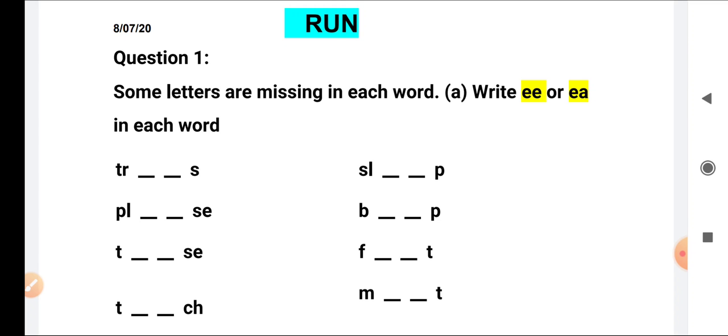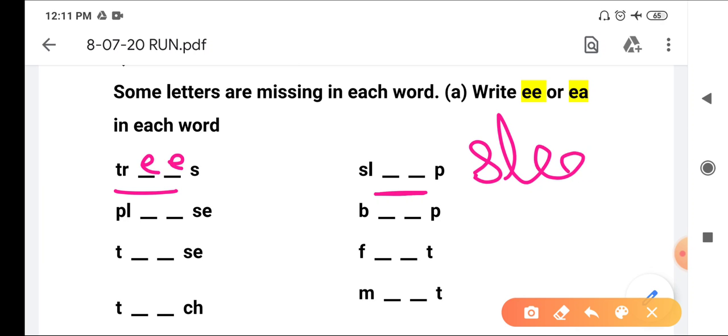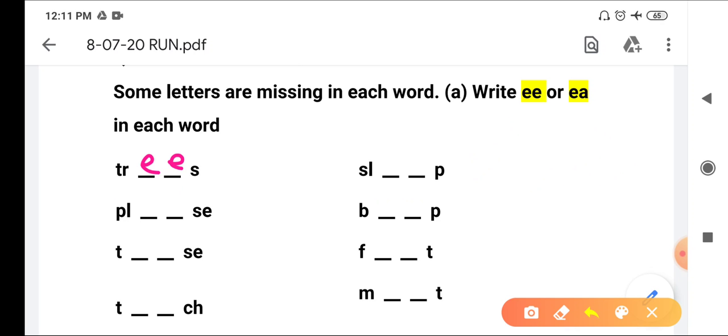So here you can see the first word is T, R and two blanks. Yes, that is trees. You can write T R double E as trees, and this will be sleep, S L double E P, sleep. And next is please, here it will be E A. You have to just fill these two pairs, double E or E A. So here it will be P L E A, please.